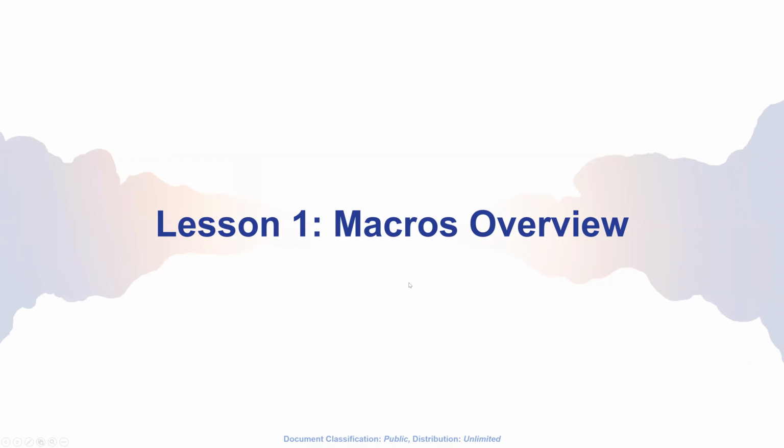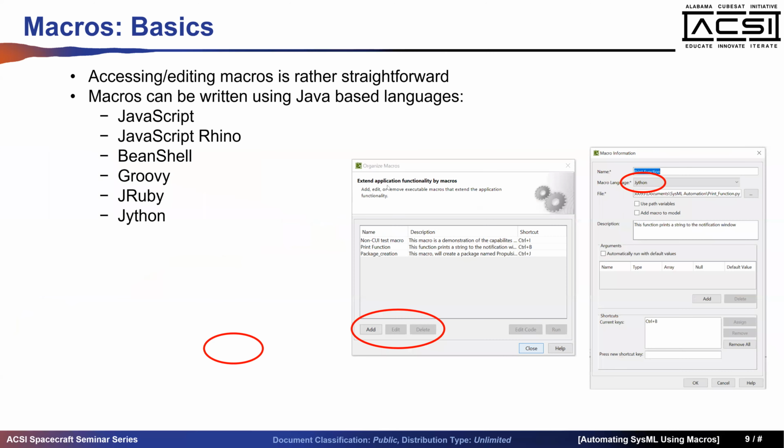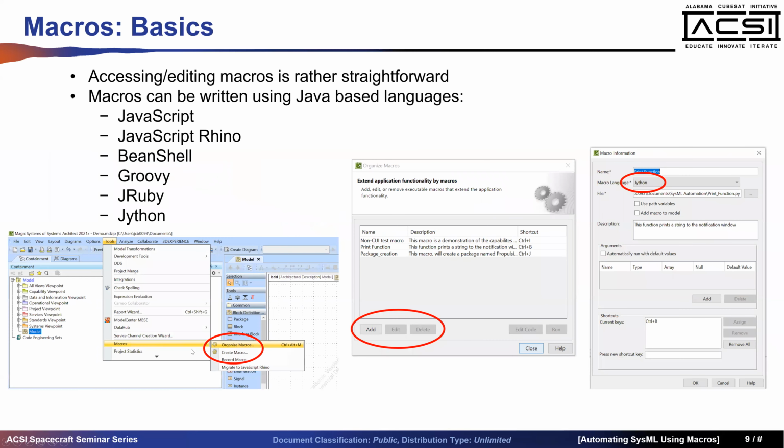All right, so lesson 1, I'm going to give a really brief introduction to how macros work and how you can implement them in SysML. So when you go into the tool, Magic System of Systems architecture or whatever tool you're using for SysML, you go over here to tools, then macros, and organize macros.